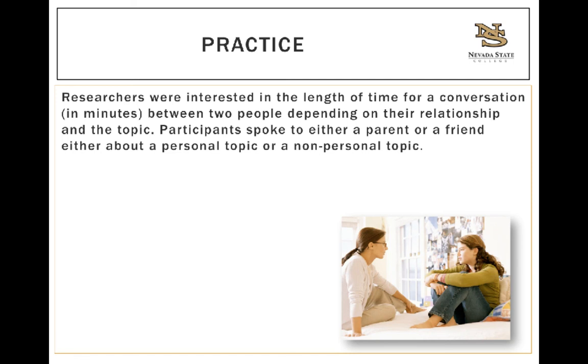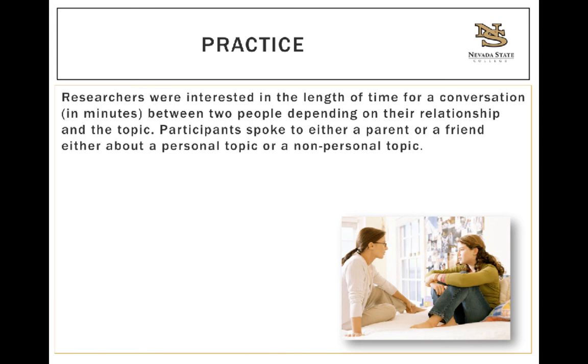Researchers were interested in the length of time for a conversation, and this is going to be measured in minutes, between two people, depending on their relationship and the topic. So these words should stand out already. So relationship and topic. Those seem to be factors. And so what happened is that participants spoke to either a parent or a friend either about a personal topic or a non-personal topic. So basically we have 4 different types of conversations going on, and we're going to measure how long each conversation takes in minutes.